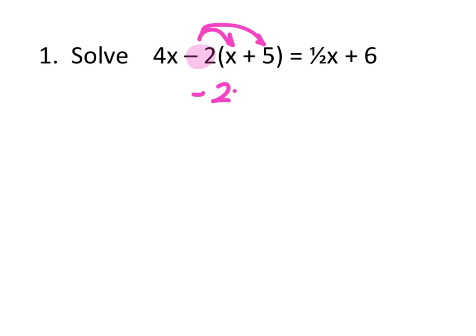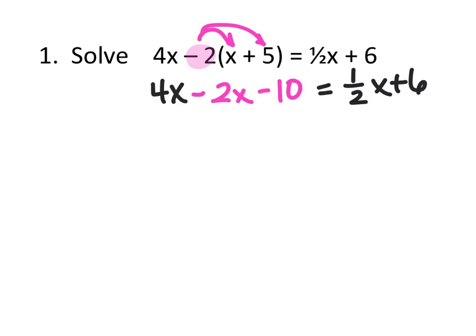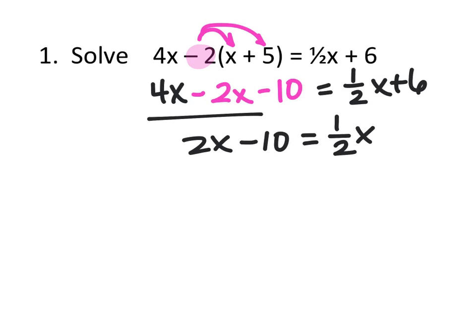So that gives me -2x minus 10, and I still have my 4x here, and that all equals 1/2 x plus 6. And then I'm going to combine like terms. So 4x minus 2x gives us 2x. So I have 2x minus 10 equals 1/2 x plus 6.